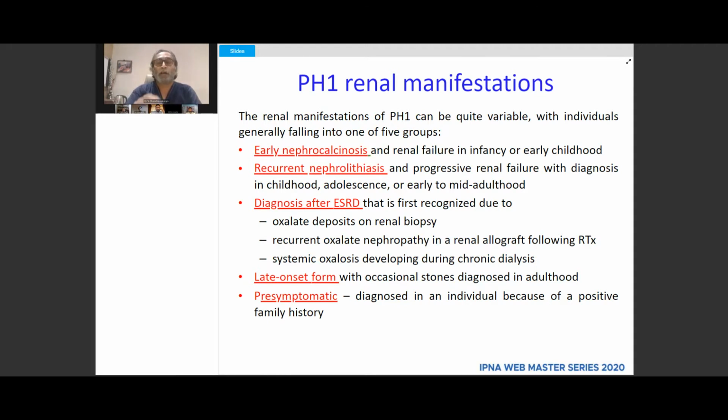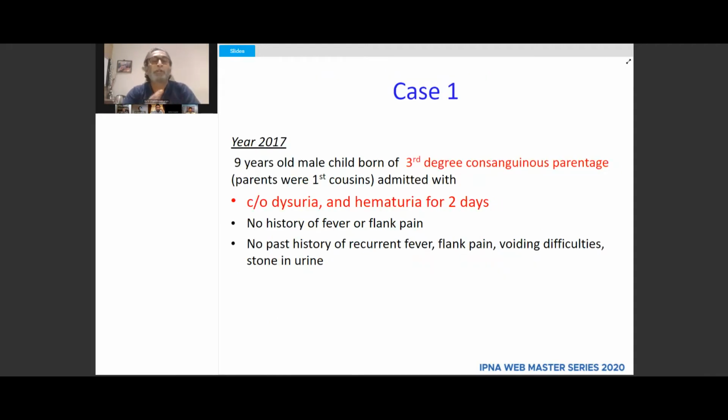So I will just go through a case presentation, and then we will discuss how we can approach a case of suspected primary hyperoxaluria. This is a 9-year-old boy who presented in 2017, born of third degree consanguineous parentage, admitted with complaints of dysuria and hematuria for 2 days.